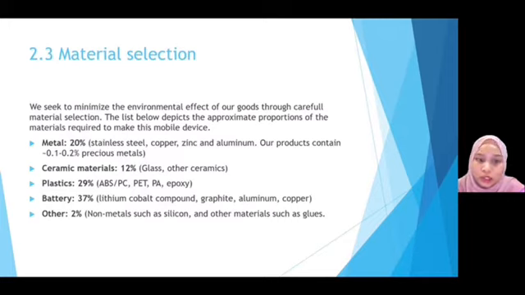For the material selection, we seek to minimize the environmental effect of our goods through careful material selection. This list below depicts the approximate proportion of the material required to make this mobile device. We have five materials that we use for our model: 20% metal, 12% ceramic materials, 29% plastic, 37% for the battery, and 2% for others.